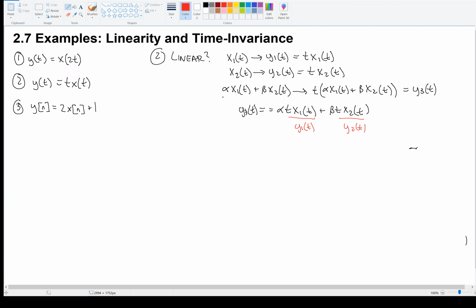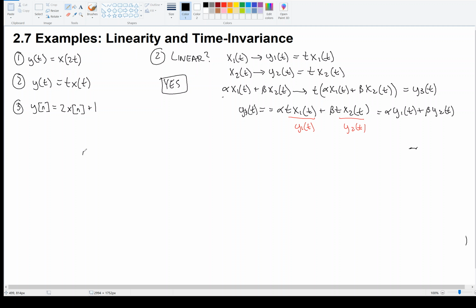And so look at what I have. I have alpha y1 of t plus beta y2 of t. I have the same linear combination in the outputs. And so I can conclude that, yes, this is linear.